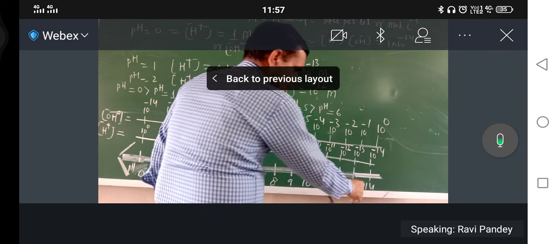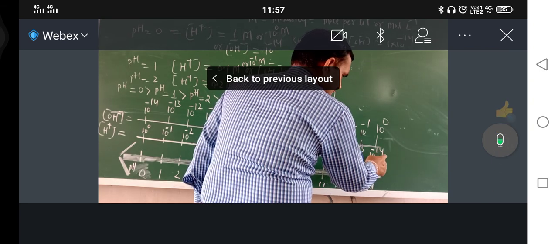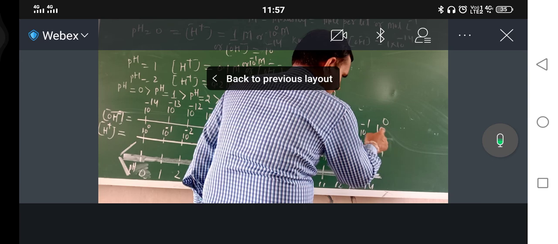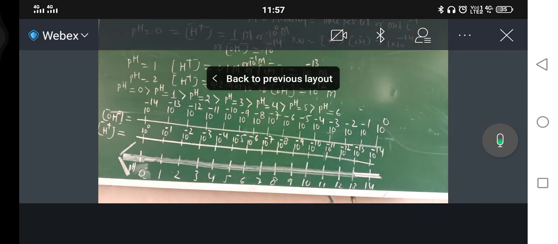Okay, so just see, 14 means H positive is 10 raised to the power minus 14. H positive ion. What about OH? 10 raised to the power 0. Okay, understood?